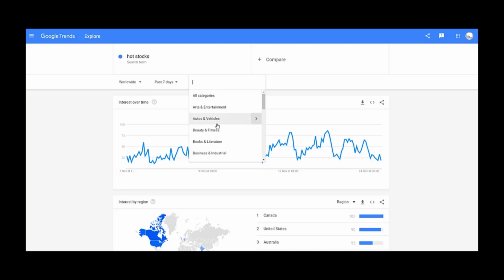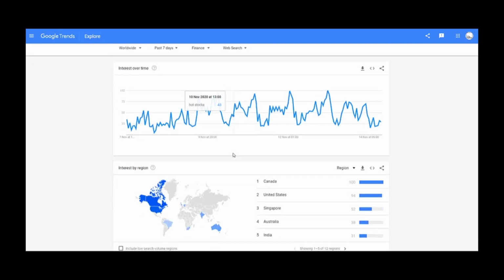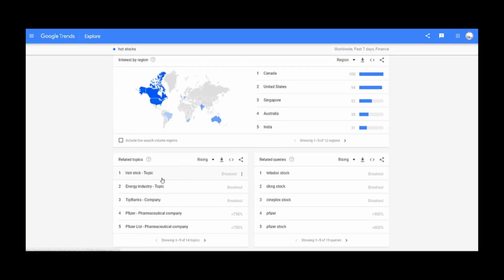We can focus in even more. We could maybe just do it on finance and see what they're saying. And again, we've got Pfizer, Teladoc, Cineplex, and again further topics within that, and then we can click on them for more information if you want. So there you go, there's another example for finding the momentum, the catalyst for the move.